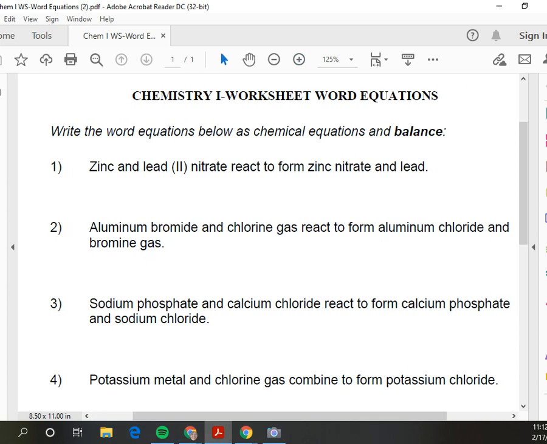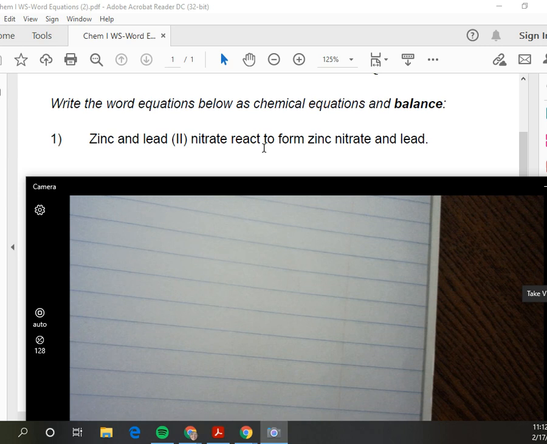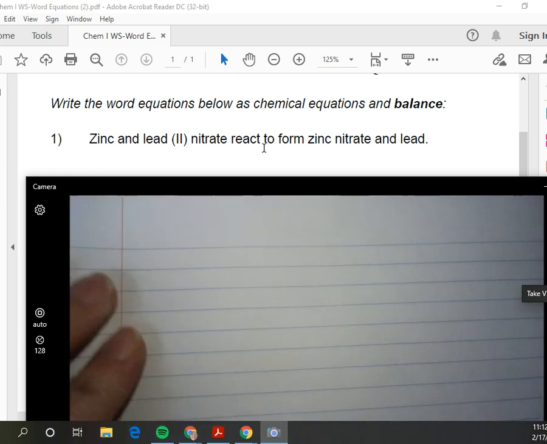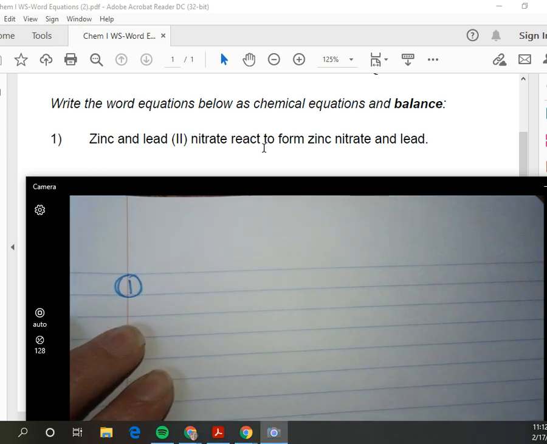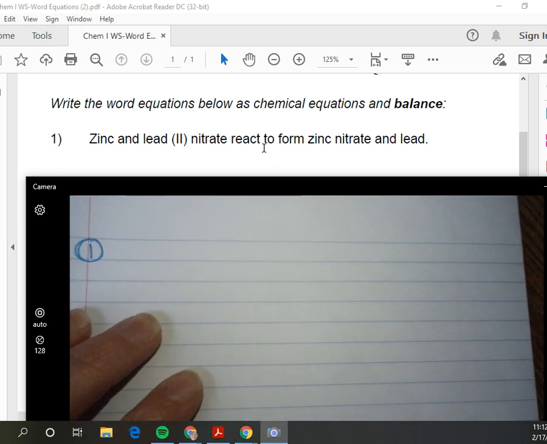All right, so we're going to do some of these problems together. Let's look at the first one. Number 1 says zinc and lead nitrate react to form zinc nitrate and lead.